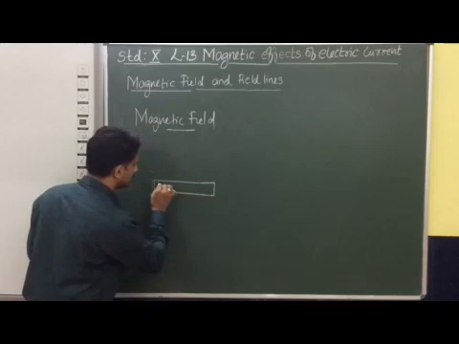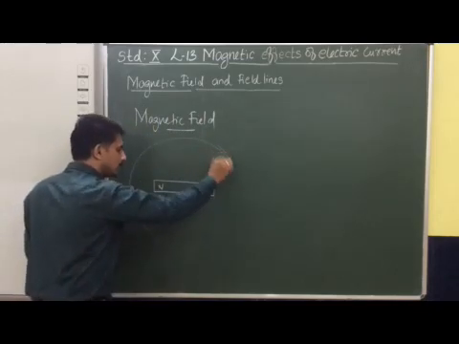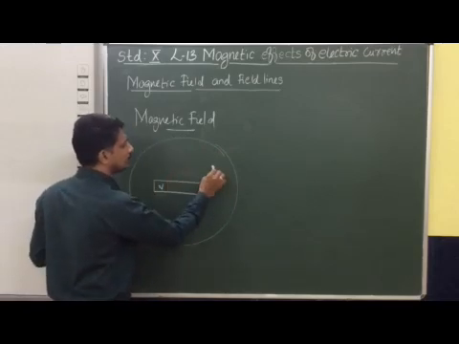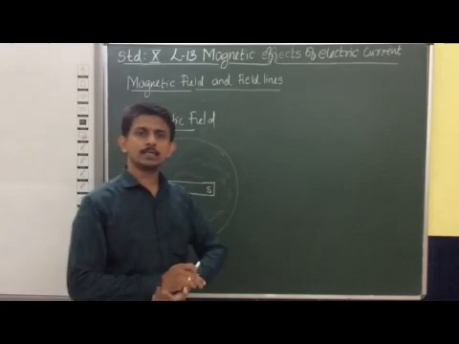So if you are considering the case of a bar magnet, one is a north pole and another is a south pole. We can say that the region around this magnet in which a force of attraction or a repulsion is experienced, that is known as what is that? The magnetic field.